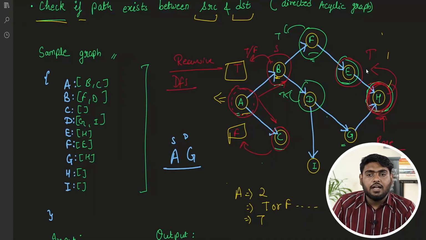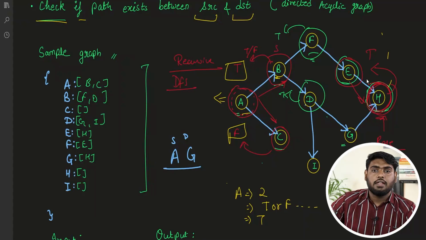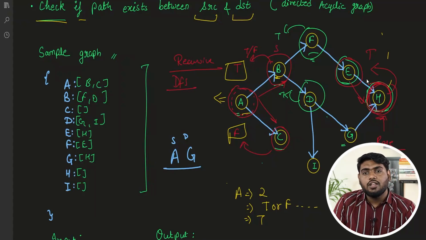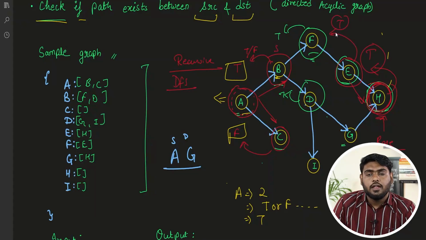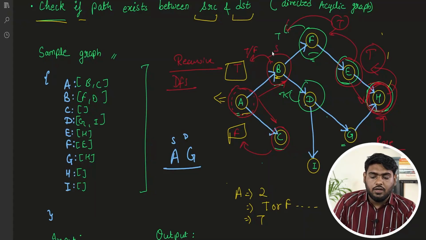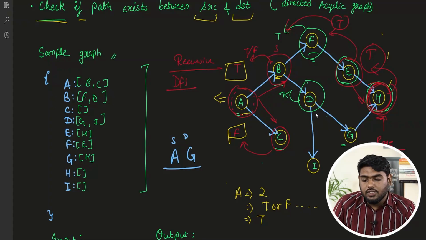So H from here has sent true, right? E now knows that through E you can reach H. So what will you do? You will pass on this true here, right? And this true will be passed on here, and further B will be getting the answer.